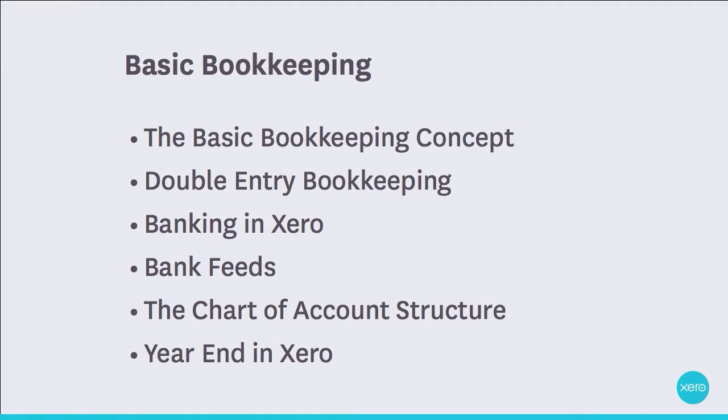The first thing we're going to be taking a look at today is the basic accounting concept. Within this there are 5 different categories of accounts. Xero uses this in order to build up your chart of accounts structure. Once the balances are posted to these accounts, this is how your net profit or your net loss starts to be calculated.